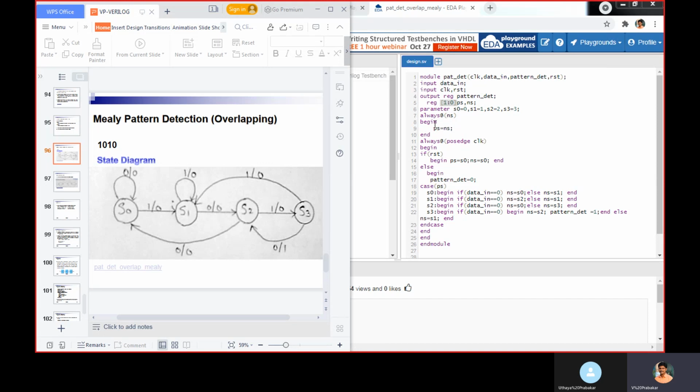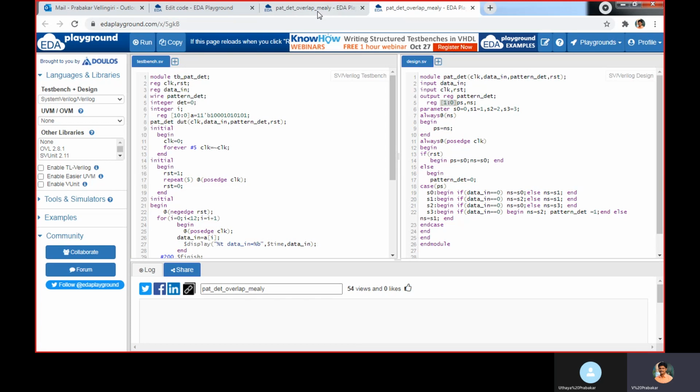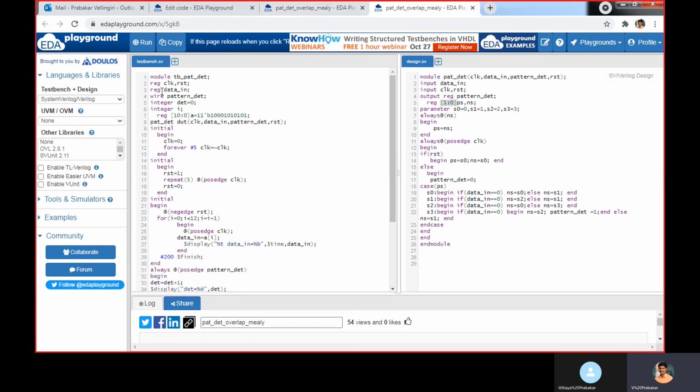So this way we can design this Mealy pattern detection. Then we will see the test bench for this. In the test bench part, the inputs are declared as reg, the outputs declared as wire, and A is an 11-bit vector. We are storing this 11-bit. At each passage of clock, we are going to send this as data in to the design.